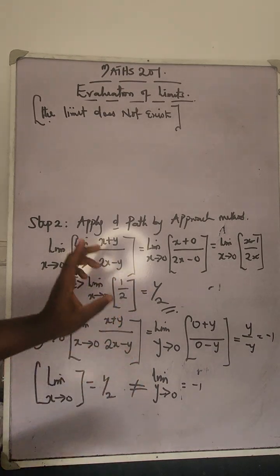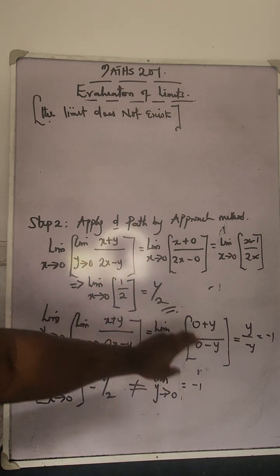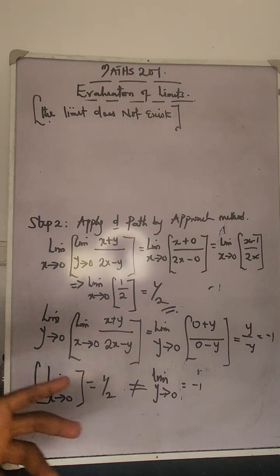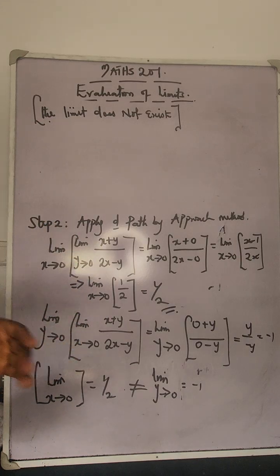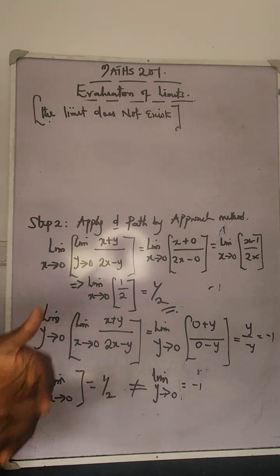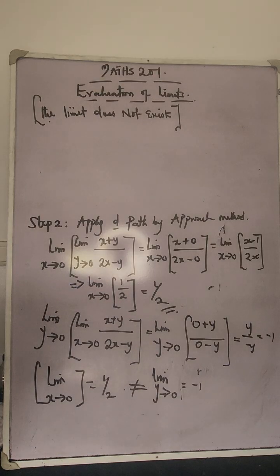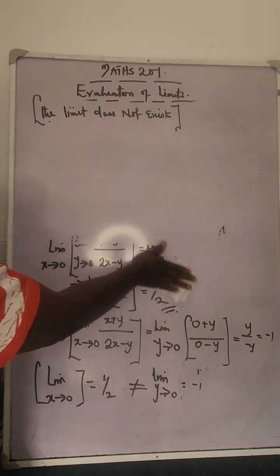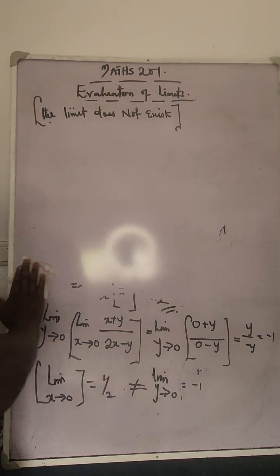But if the answers were the same, if we have 1 over 2 here and 1 over 2 there, then the limit is continuous at 1 over 2, or the limit exists. You can say the limit exists and it is continuous at 1 over 2. All right, let us look at a more intricate example. Let's look at it together.